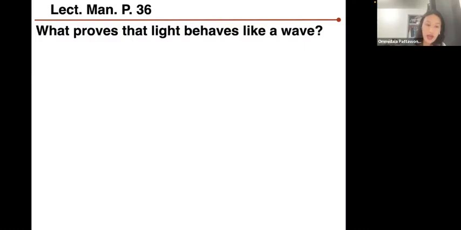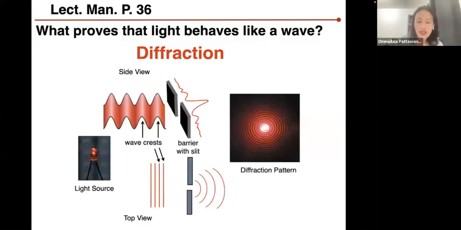The next thing we're going to take a look at is what proves that light behaves as a wave. The first experiment is diffraction. Diffraction is the bending of waves through barriers with a slit. For example, as you see here, light can bend through this barrier with the slit to go to the other side. This diffraction pattern confirms that light behaves as a wave.